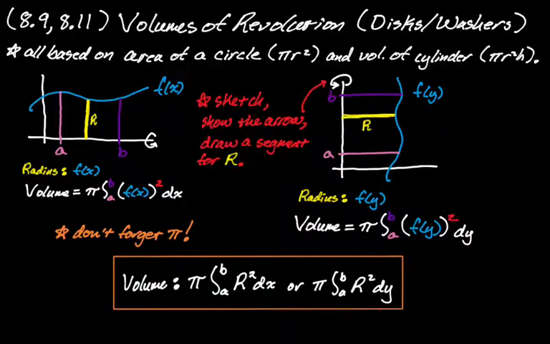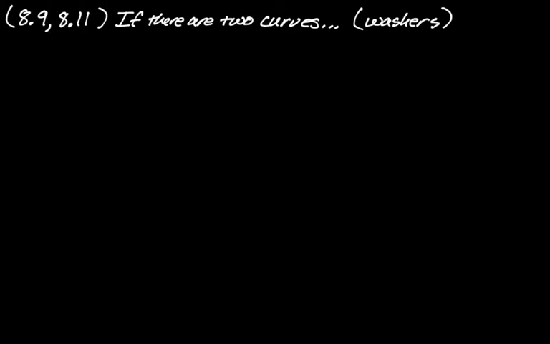And then this is like the general method, right? We get pi, the integral from a to b of r squared dx, or pi, the integral from a to b of r squared dy, where if it's dx, everything's x's, if it's dy, everything is y. That's the idea. Now, what if it's more confusing? What if there are two curves? This is what you would commonly refer to as washers.